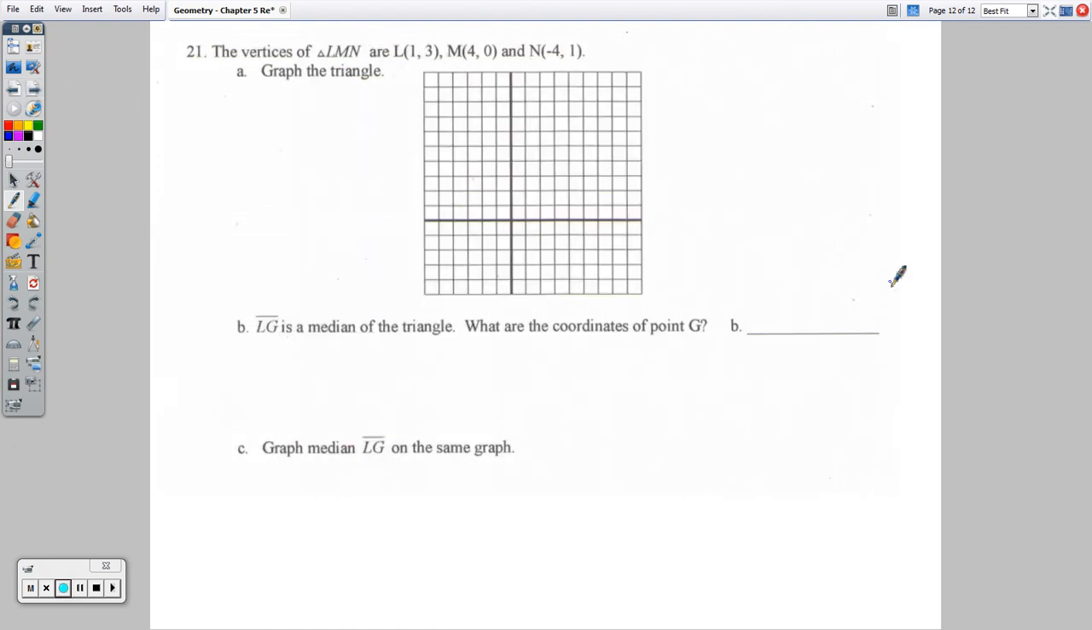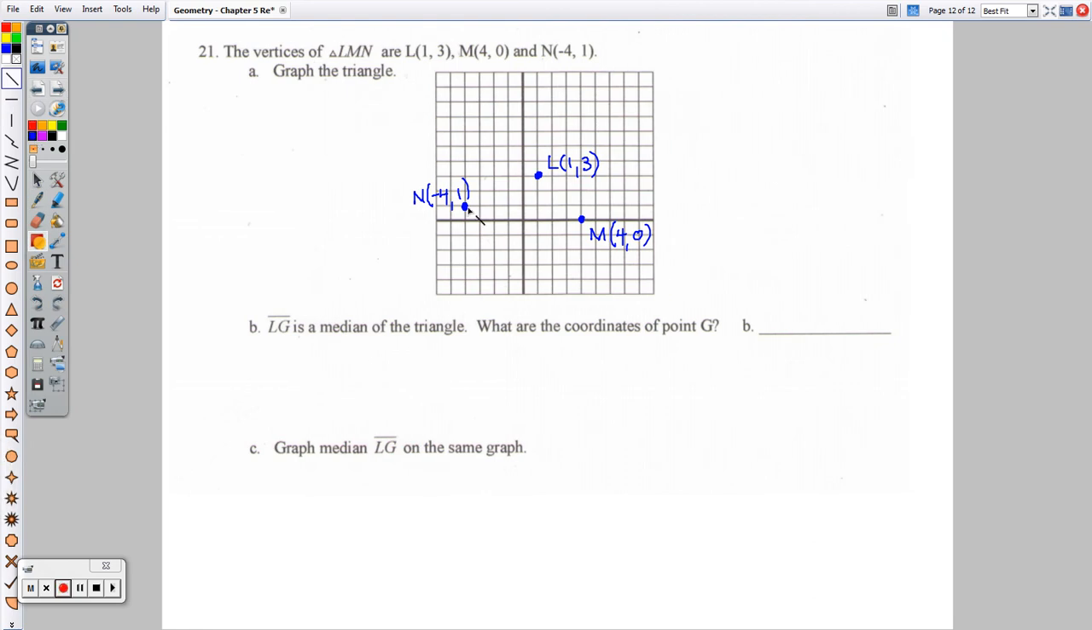And then finally, number 21, the vertices of triangle LMN are, L is at 1, 3. So you've got a mark right there, and then you got M at 4, 0 right there, N is at negative 4, 1 right there. So let me label these. This is L at 1, 3. This is M at 4, 0. And this is N at negative 4, 1. Connect those to make a nice triangle. Try to be as precise as I can here. Okay, so we've got this triangle.